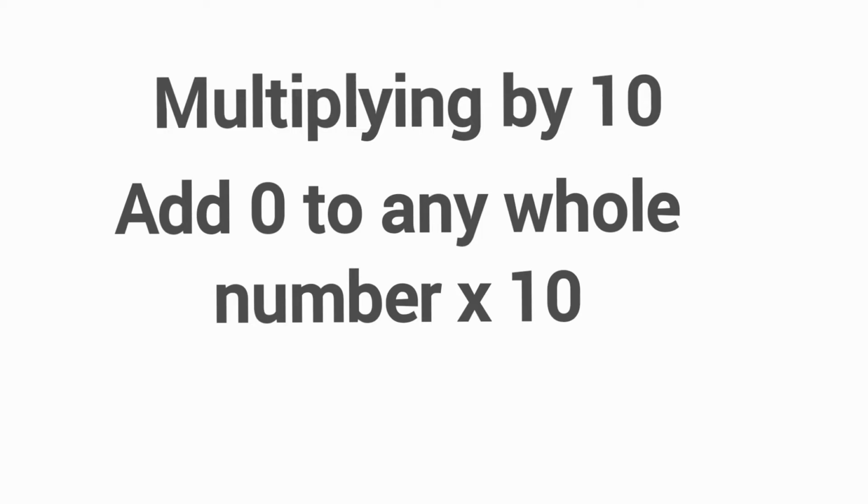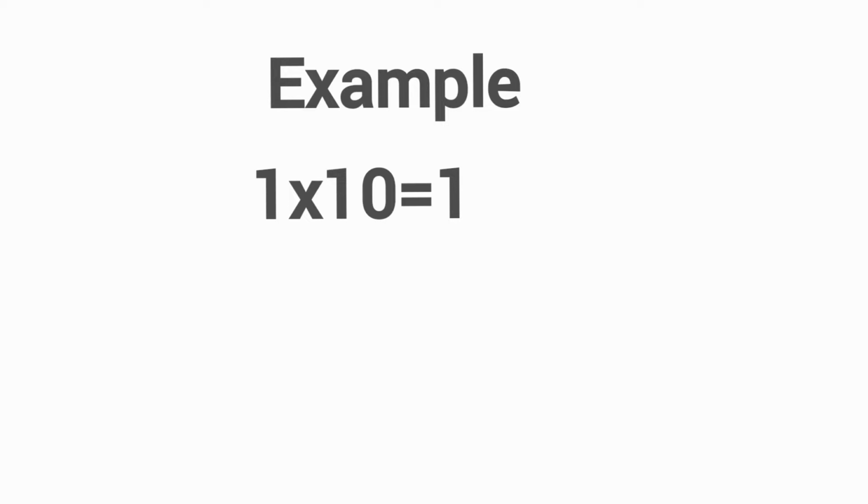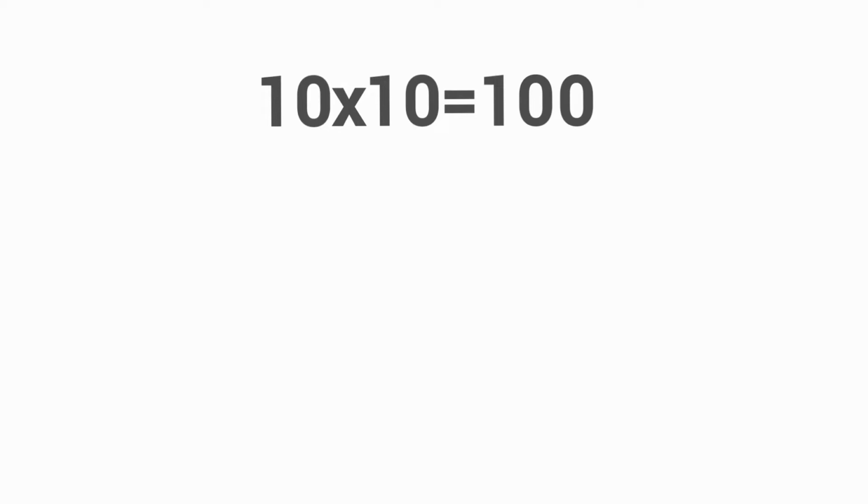All you have to do with any whole number that is multiplied by 10 is add 0. For example, 1 times 10 is the same as 1 and add a 0. All you have to do is take the number being multiplied by 10 and add a 0, even if it's 10 times 10. You first write the 10, then add a 0.